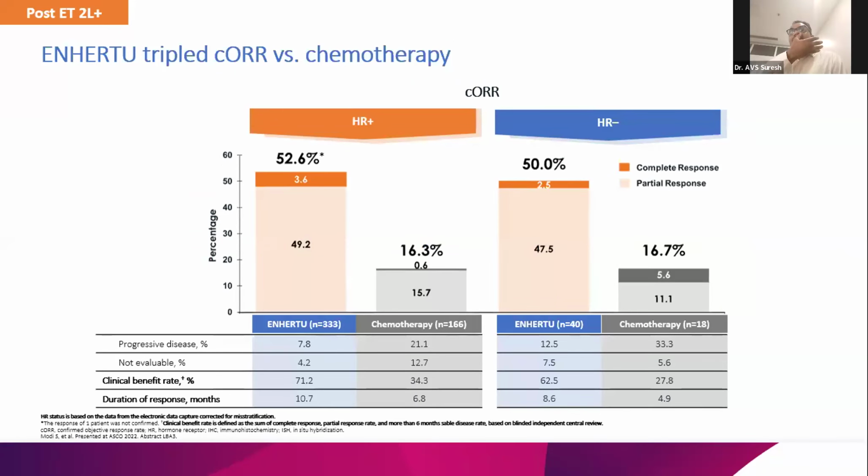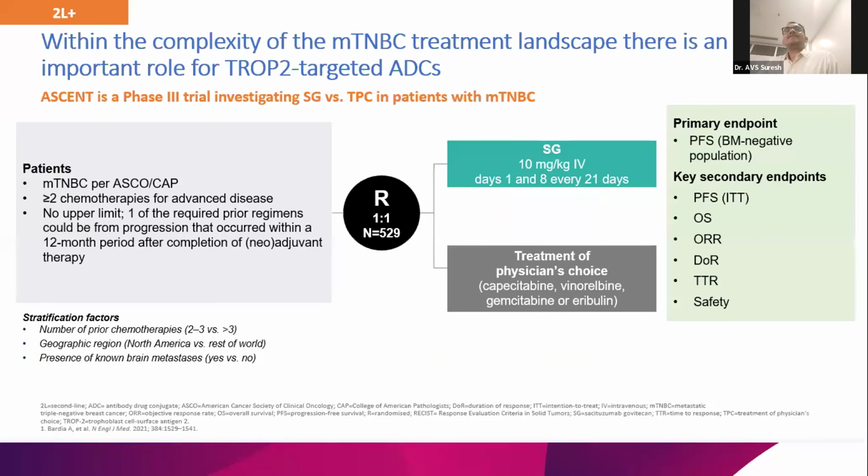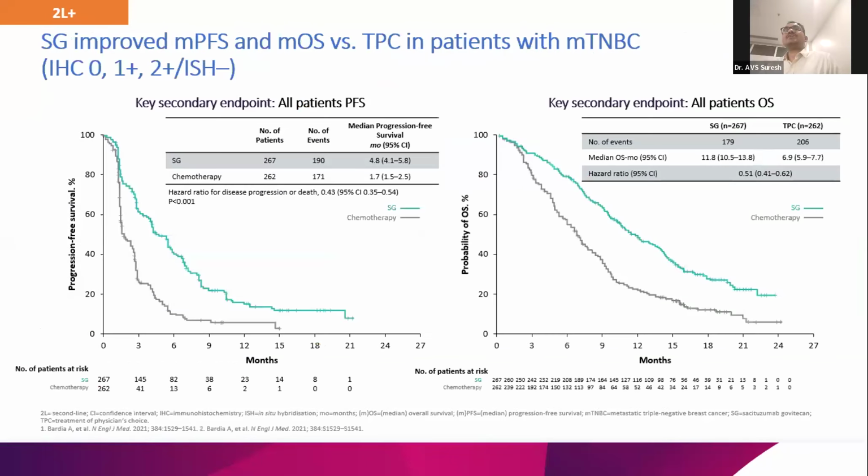If you look at the overall response rates in positive plus negative, this we already discussed. Compared to chemotherapy, it did really well. So again, the TROP2 in this subset, how did it fare? Again, it's the same 1:1 randomization. The endpoints are PFS and OS. So this again, in the subpopulation also, has prolonged the PFS and OS in almost all these patients.